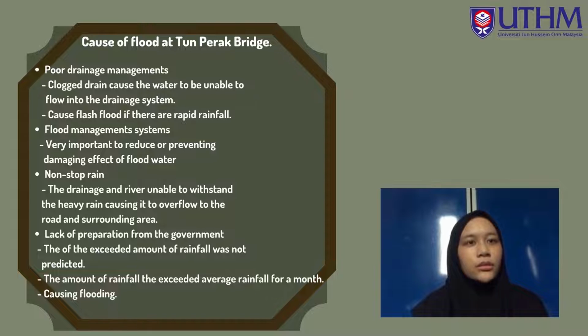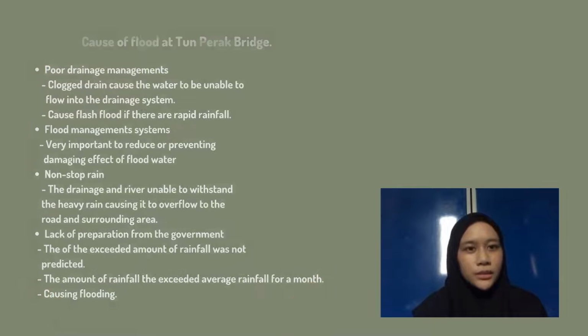Third, non-stop rain. The drainage and the river were unable to withstand the heavy rain, causing the overflow to the road and surrounding area. Fourth, lack of preparation from the government. The extent amounts of the rainwater was not predicted. The amount of rainfall exceeded the average rainfall for the month, causing the flooding. That's all for me. Thank you.